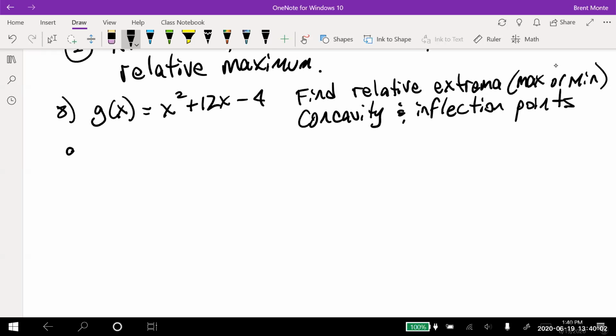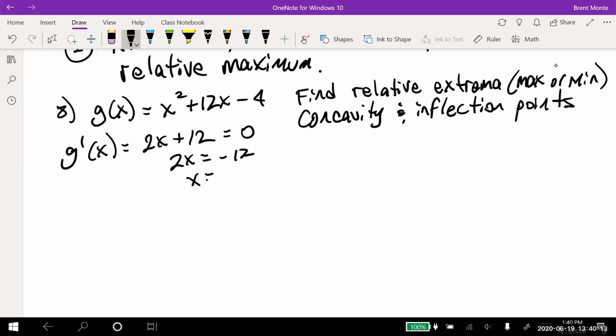So the first thing I do is I take the derivative. G prime of x is 2x plus 12. If I set that equal to 0, 2x equals negative 12, divide by 2, x equals negative 6. I have one critical value.